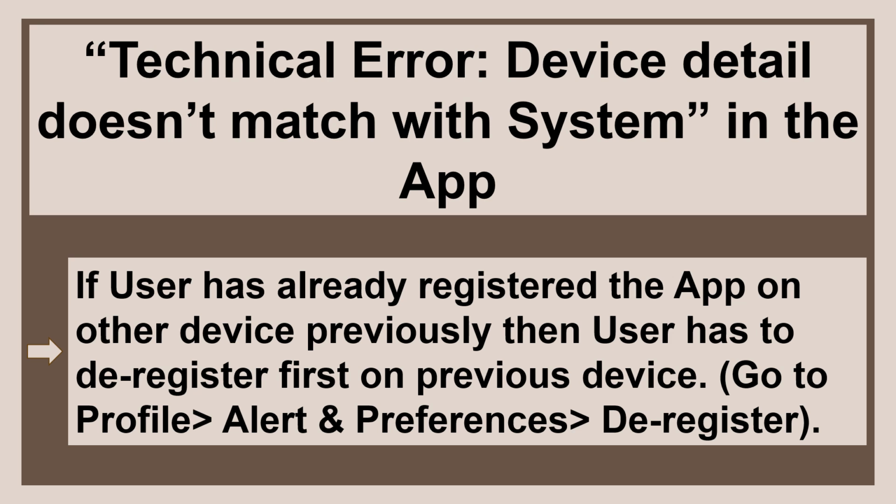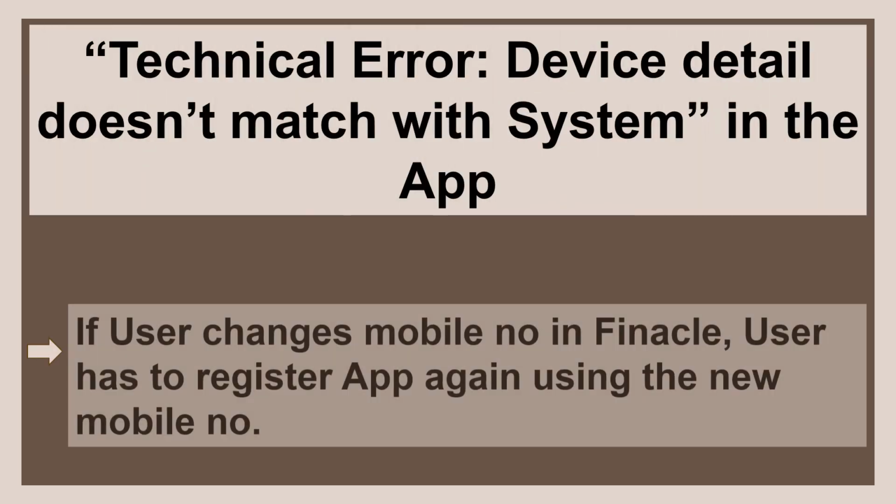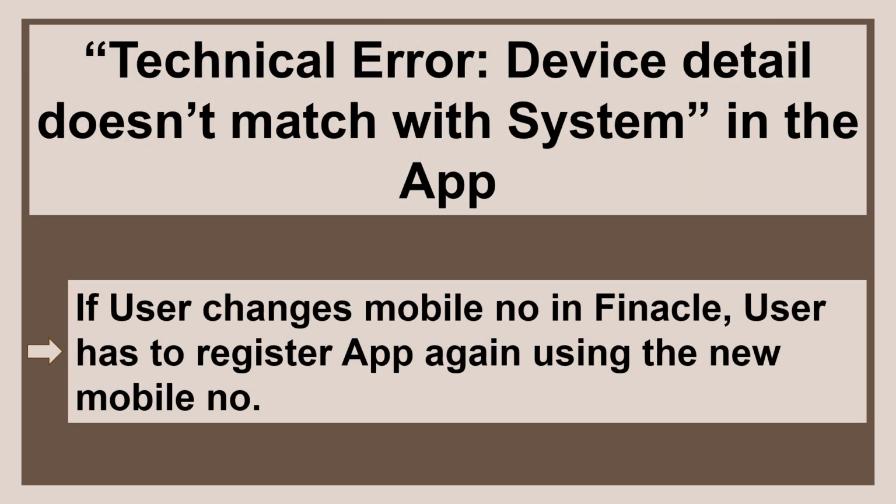Technical error: device detail does not match with system in the app. If the user has already registered the app on another device previously, then the user has to re-register first on the previous device. Go to profile, alerts and preferences, and deregister. If the user changes mobile number in Finacle, the user has to register the app again using the new mobile number.